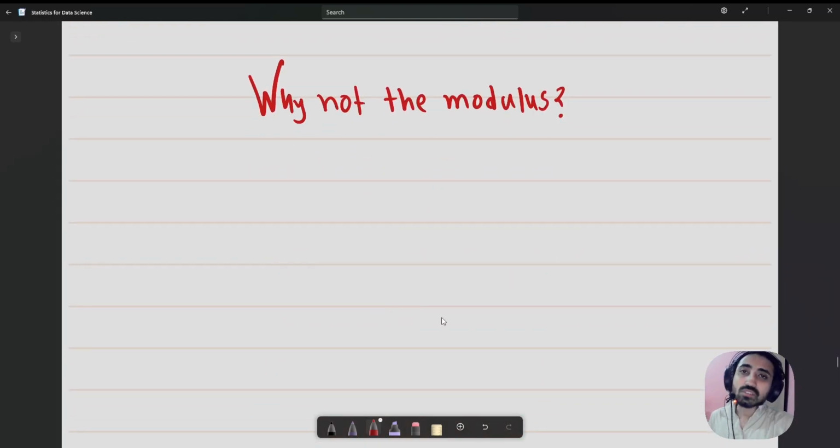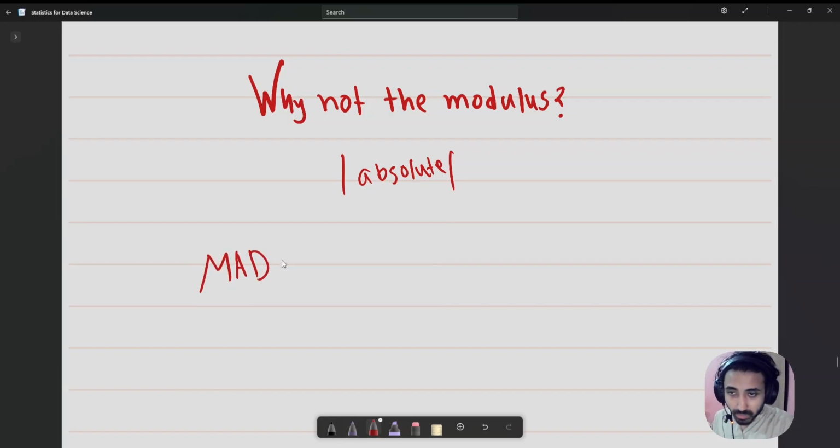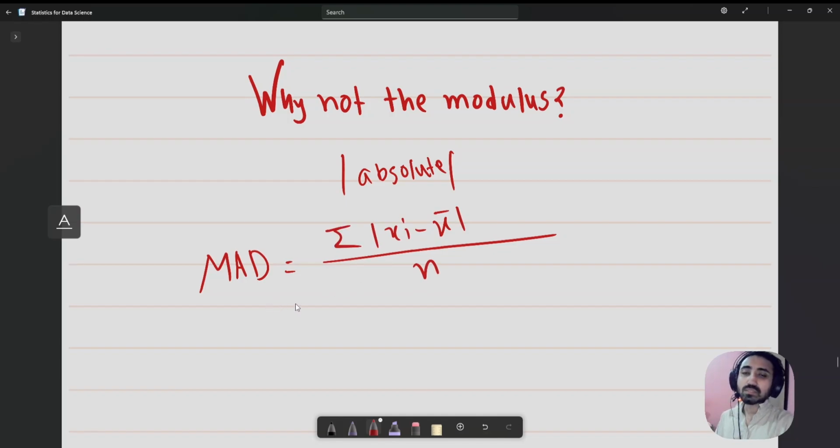So why not modulus? Because we only want the distance, we could have just used the absolute value, we could have just used modulus. So why not modulus? Yes, we could have used modulus, and that is called minimum absolute deviation, which is this. So this is minimum absolute deviation.